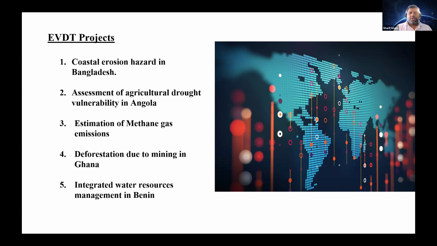The first project that I would like to talk about is related to coastal erosion hazard in Bangladesh. Then I will be talking about our current project in Angola, where we are assessing agricultural drought vulnerability. I am also going to talk about our project in Brazil, where we are estimating methane gas emissions from landfills in the city of Rio de Janeiro. I would also like to talk about our project in Ghana, where we are using satellite data to look at deforestation due to artisanal mining. And lastly, I would like to talk about our work in Benin, where we are using satellite data to map the water hyacinth issue.